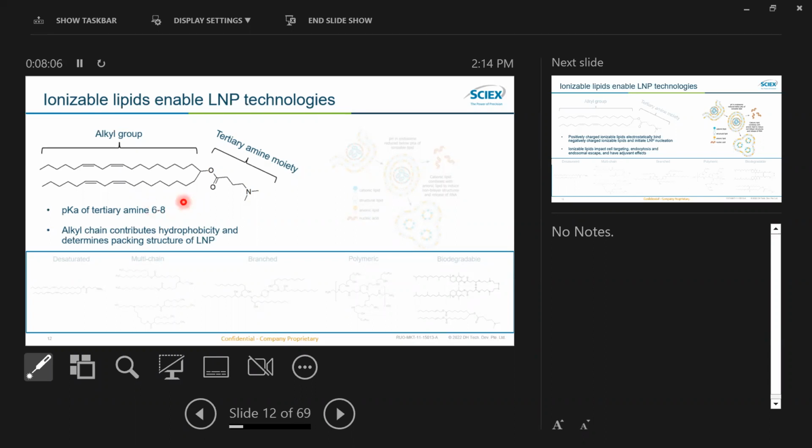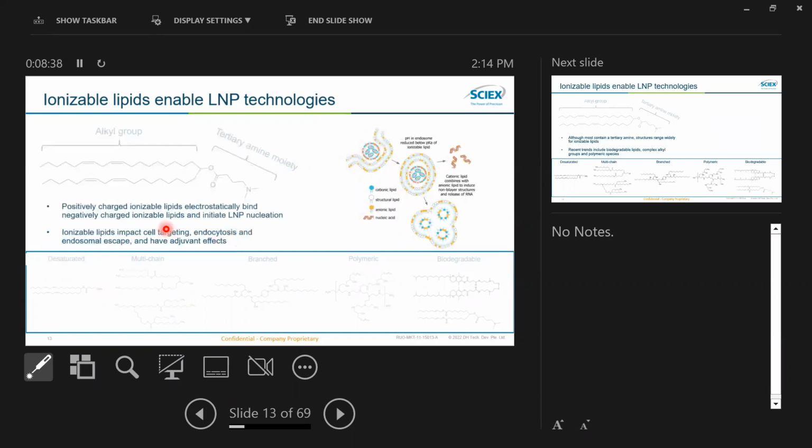A couple of features of a typical ionizable lipid would be the head group here that has a tertiary amine. This is where the positive charge would be. Typically an ester group here, as well as some kind of olefin or alkane type tail that would contribute to the stability of the particle.